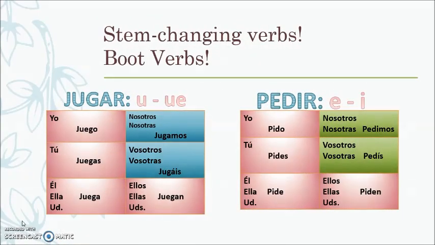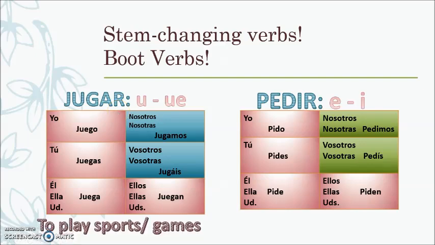The next two verbs are stem-changing verbs, or we can also call them boot verbs. We're going to focus first on jugar. Jugar means to play sports or any kind of a game. Jugar is a U to UE stem-changing verb, and what that means is that the U in the stem, after we take off the AR, we have what's called the stem. The U is going to stem change when we conjugate it in all of these four forms. It's going to stem change from U to UE.